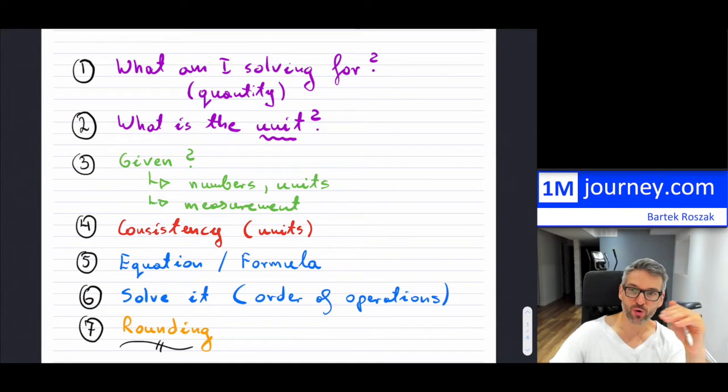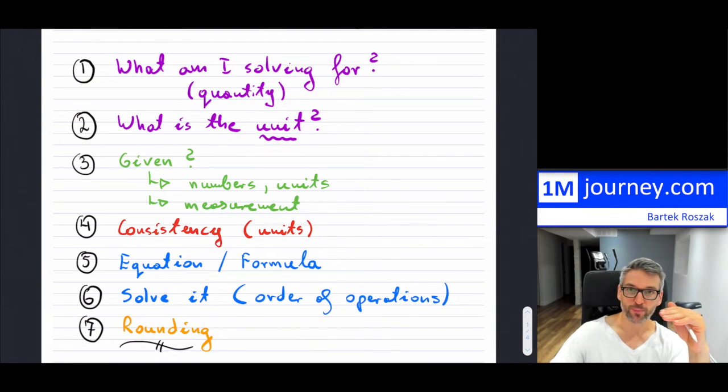Then number 2, always think about what units you will need in order to solve for that quantity. Because in most problems, if you're solving for some quantity which is being measured in some way, then you're going to need some measuring units. Number 3, that's when I start to pick off all the given information: all the different numbers, units, and measurements that they give me. I don't really try to solve yet, I just go through this strategy.